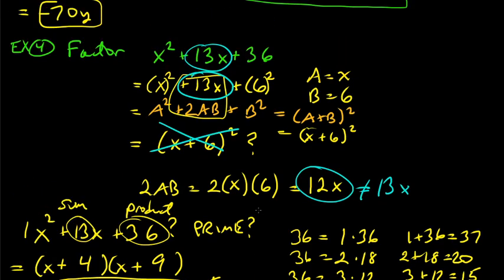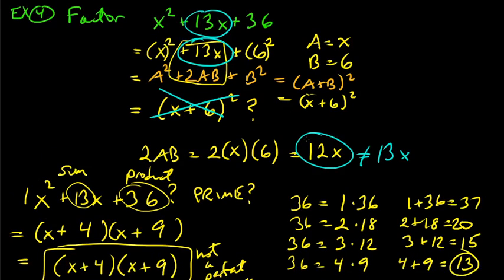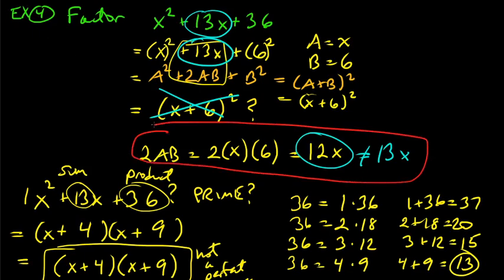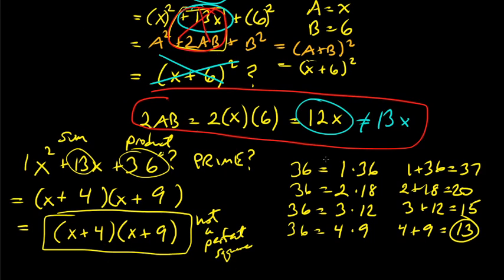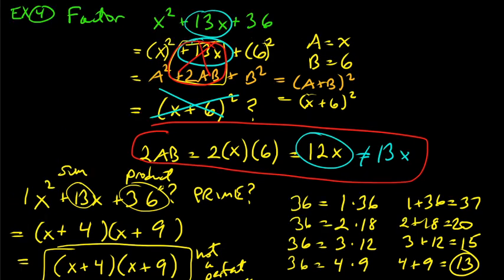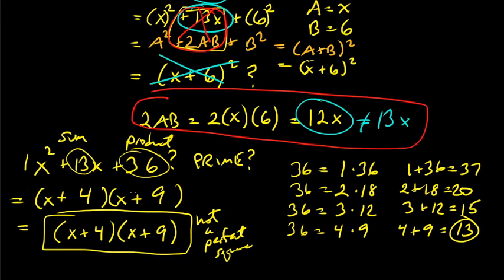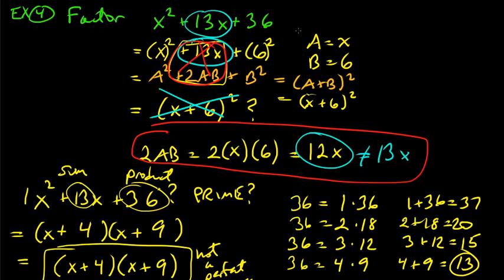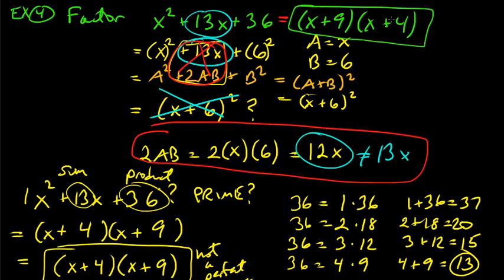Okay, so we tried it by perfect squares, but because the 2ab here did not match the middle term, we couldn't do it by perfect squares. So we had to do it by, again, I took the shortcut, or the AC method would have given you the same answer here. When you factor x squared plus 13x plus 36, you should get x plus 4 times x plus 9, or x plus 9 times x plus 4. Order doesn't matter.